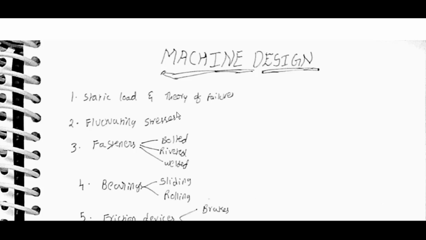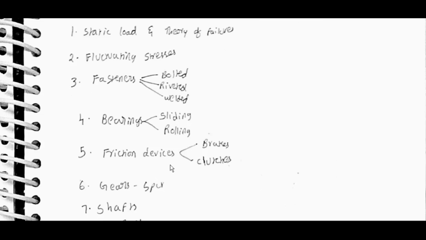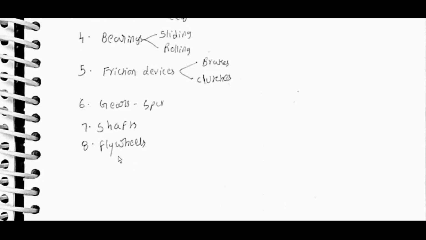Static load and theory of failures. Fluctuating stresses. Fasteners: bolted, riveted, welded. Bearings: sliding, rolling. Friction devices: brakes, clutches. Gears: spur. Shafts, flywheels.